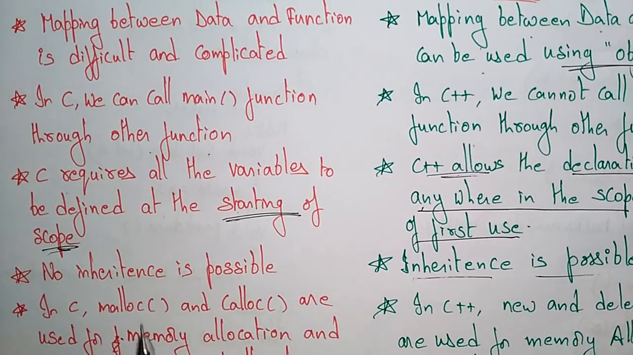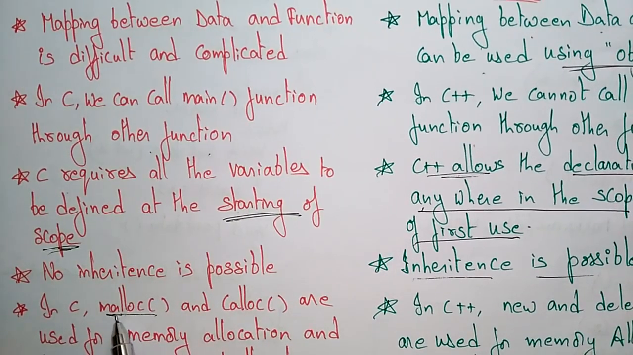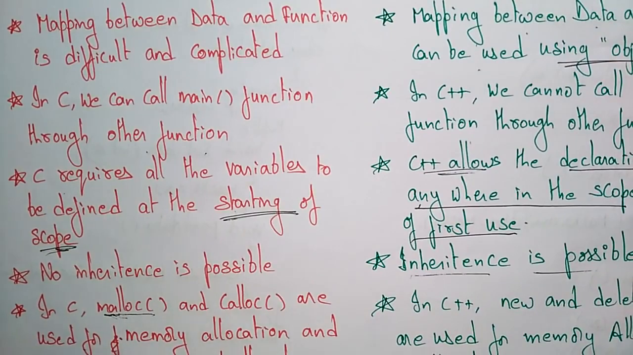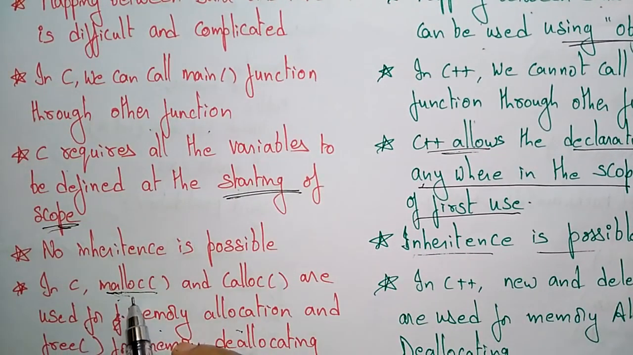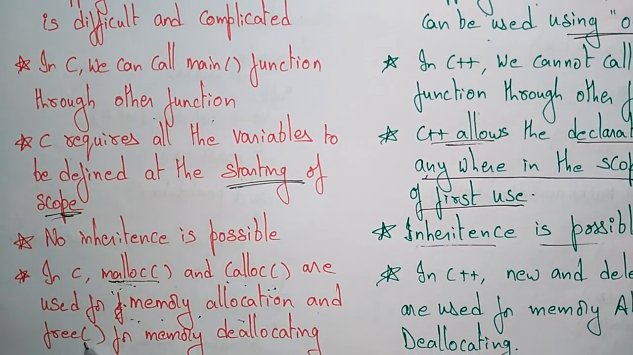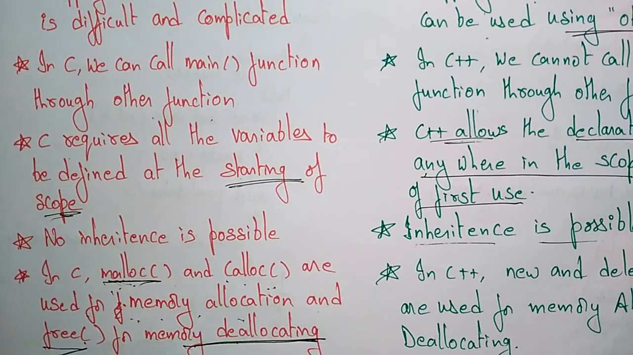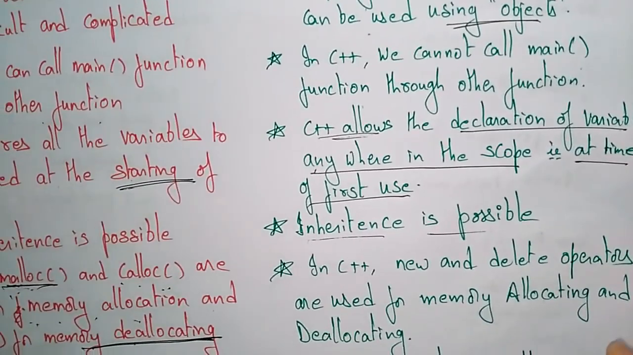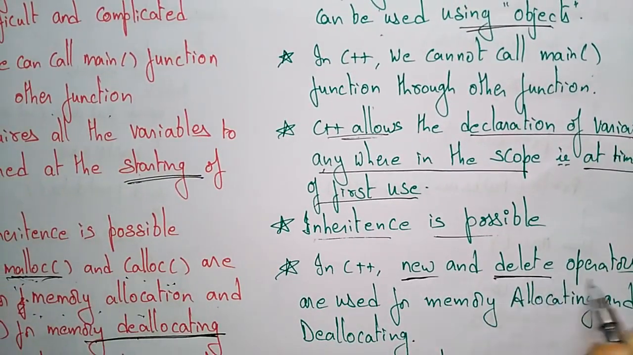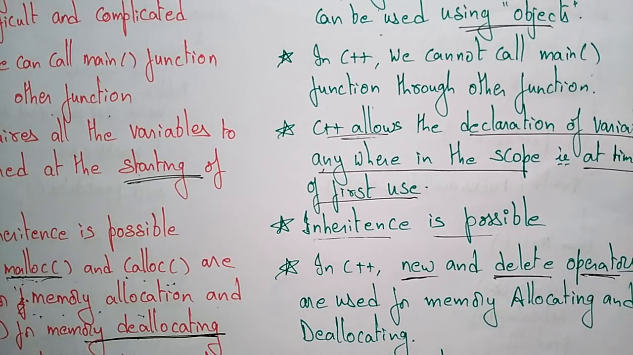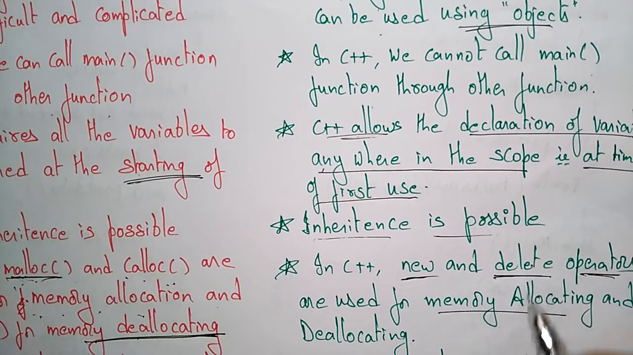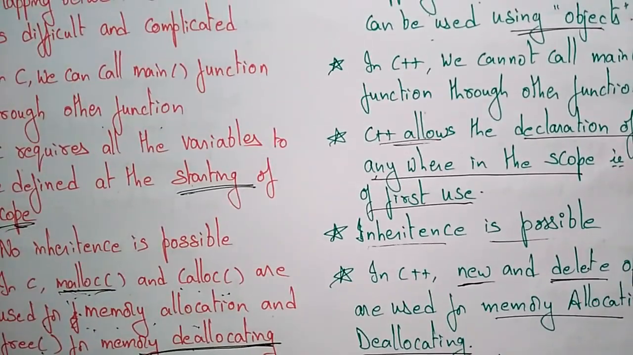Now coming to the next. In C, malloc is used for memory allocation, and you can also take calloc. These two functions are used for memory allocation, whereas the free function is used for deallocation. So for allocating and deallocating, we use malloc and free functions. Whereas in C++, we use the new and delete operators. New is for memory allocation and delete is for deallocating. So that is the difference.